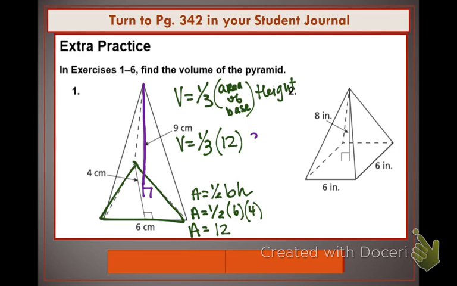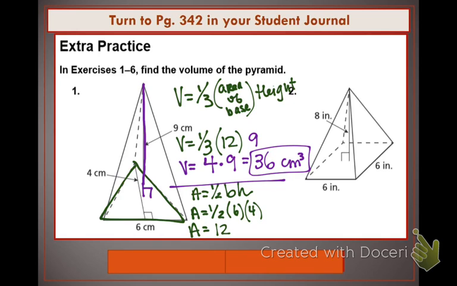So 9. You can multiply in many different ways. Me personally, what's 1/3 of 12? 4. Four times 9 is 36 centimeters cubed. That is your final answer. All I did in my head, you divide by 3. 12 divided by 3 is 4. You could have done 1/3 of 9, which is 3. 3 times 12 is still 36. Either way that you did it.